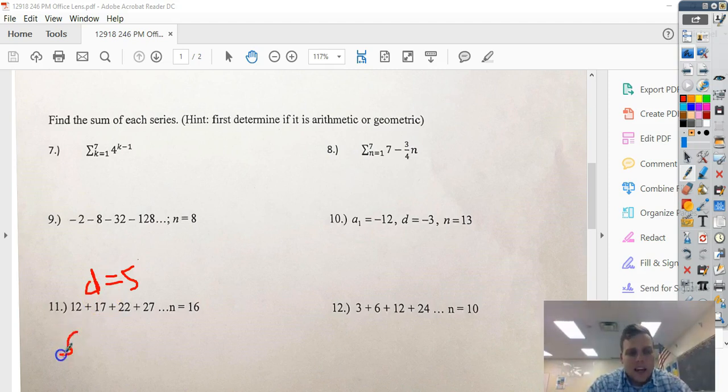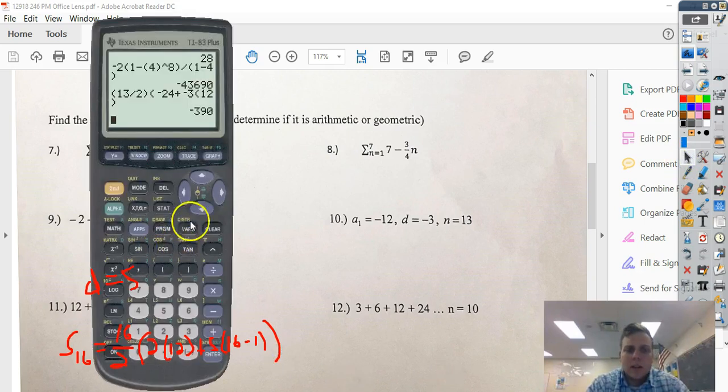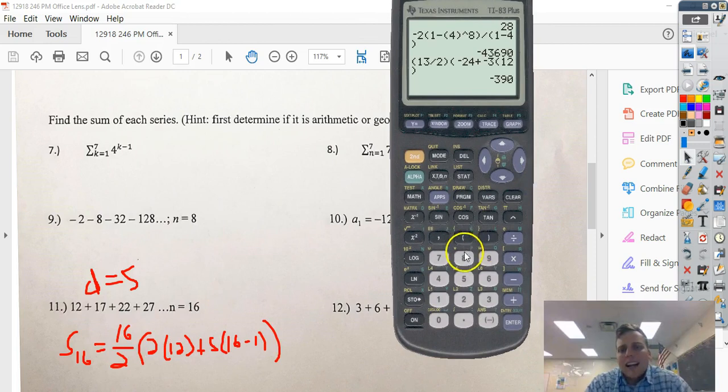So I'm going to say S sub 16 is equal to 16 divided by 2, which again is just 8, times 2 times the first term, so 2 times 12, plus D, the common difference, which is 5, times n minus 1, but I know n for this problem is 16. So now I'm going to let the calculator do all of the heavy lifting for me. I know 16 divided by 2 is 8, so I'm going to put 8, times 2 times 12 is 24, plus 5 times 15.